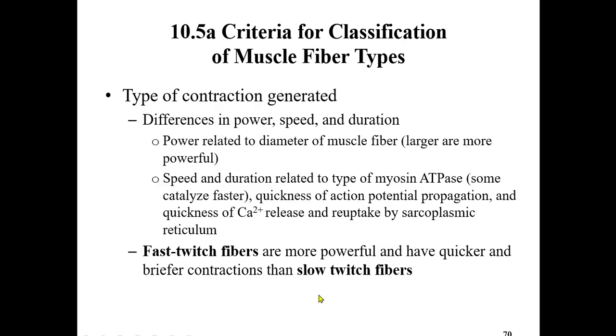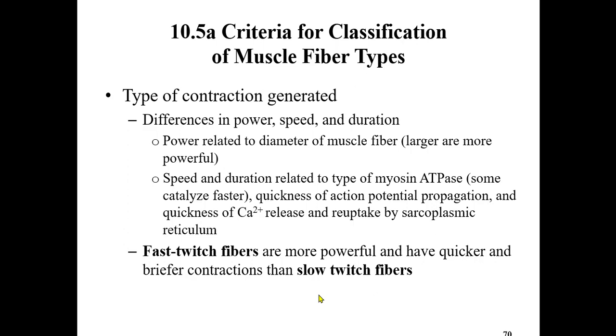Okay, now here are the 2 names down there. We have fast twitch fibers and we have slow twitch fibers. Now the fast twitch and slow twitch, here's how it works. We'll do the fast twitch first. Fast twitch are more powerful. I'm just reading that line at the bottom at the moment. Fast twitch are more powerful. However, because they are quick and fast, they're going to run out of ATP quicker, sooner.